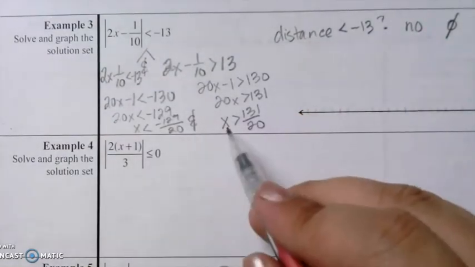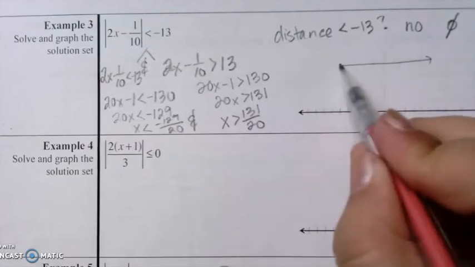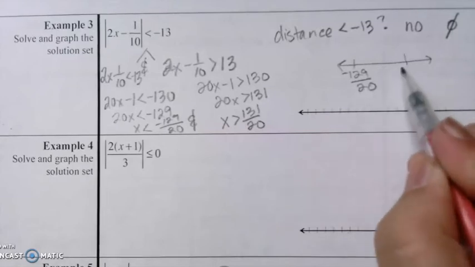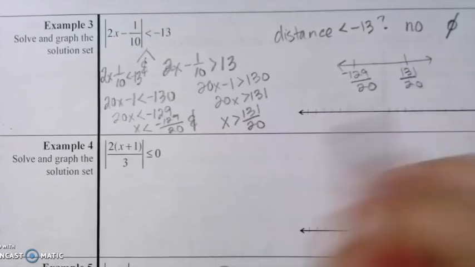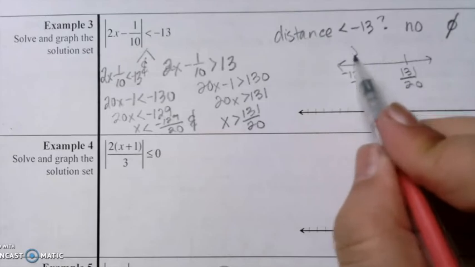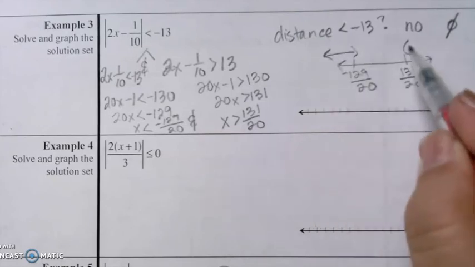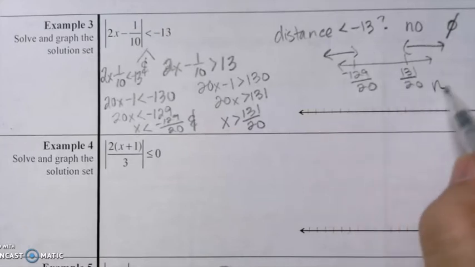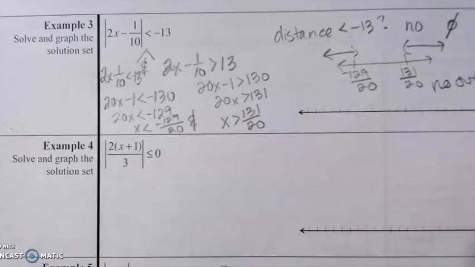So if we were to graph this, I have here negative 129 over 20, here 131 over 20. X is less than this one and greater than this one. Where do they overlap? No overlap. So we get, again, the empty set.